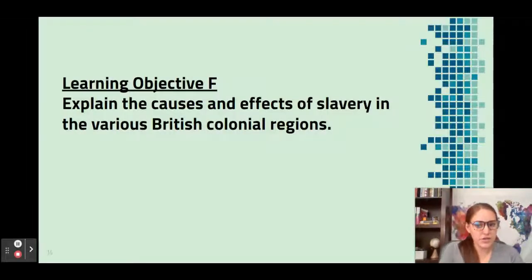So looking back at our learning objective, where you want to explain the causes and effects of slavery in the various British colonial regions, this kind of touches on those causes. So you should understand why the English colonies shifted away from indentured servitude. And Bacon's Rebellion is just a really good piece of evidence to explain that part of it. Keep watching my next video to understand more of those causes and effects of slavery.